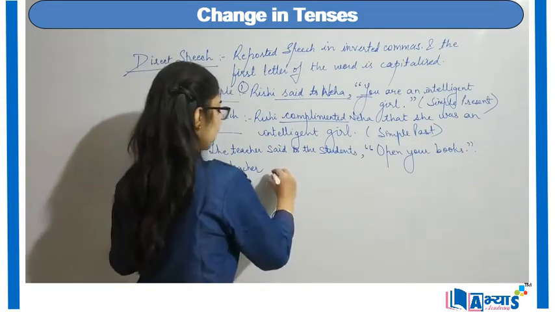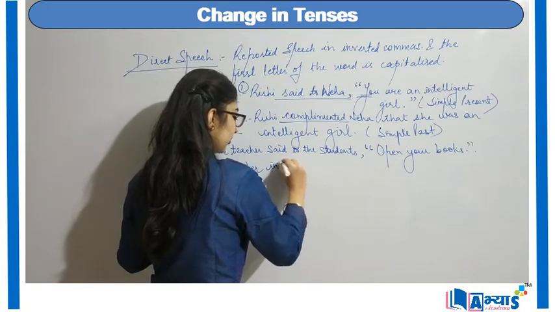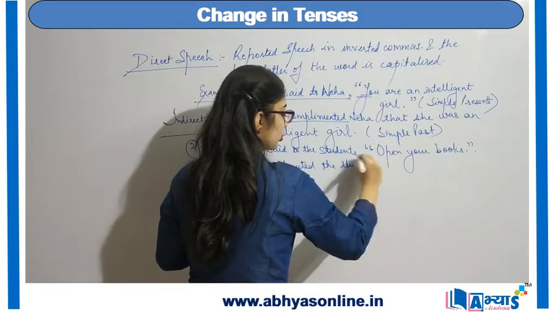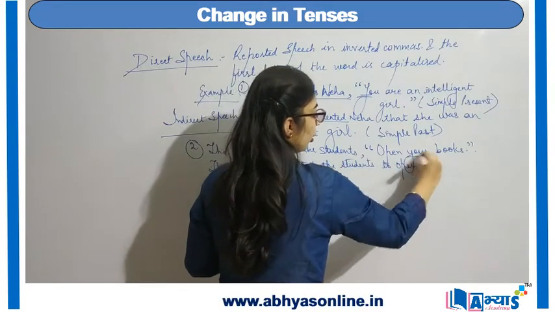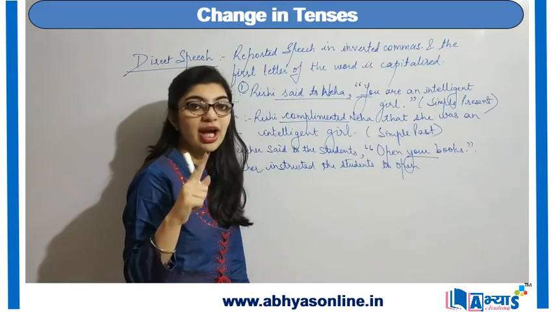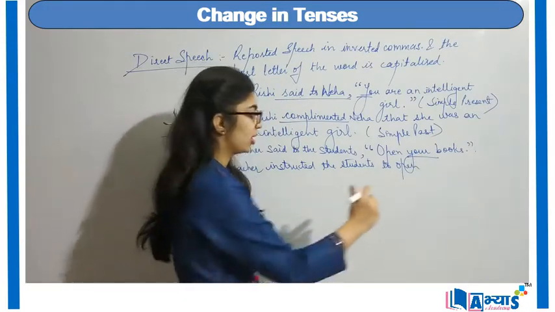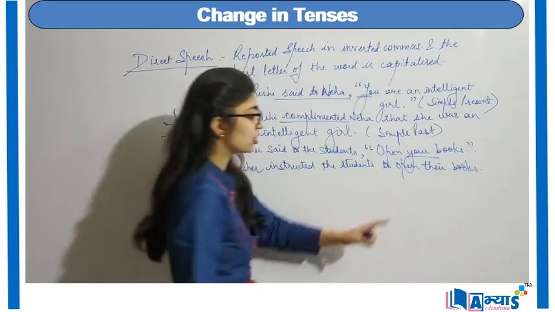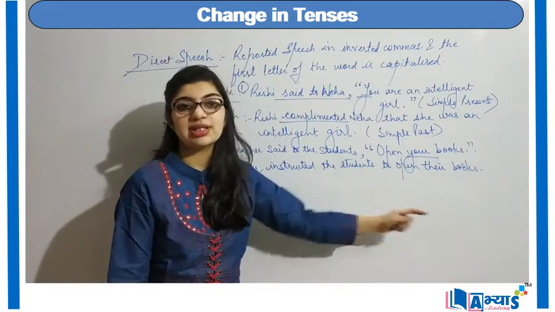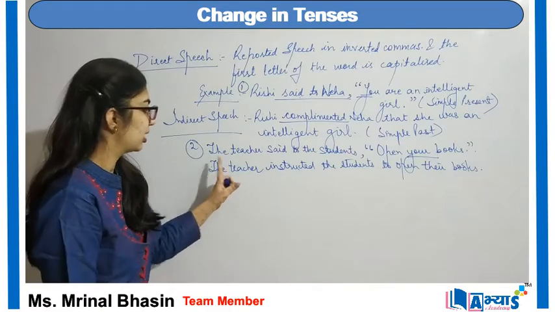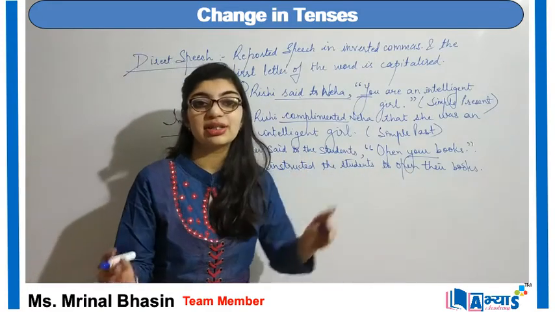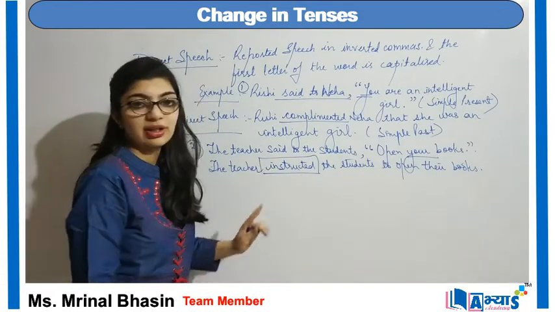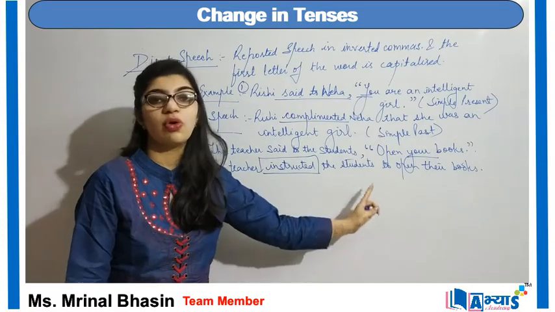So the teacher instructed the students to open. Your gets converted to their. Why? Because we are using third form of verb. So to open their books. Because your is second person, we want to use third person while converting to indirect form. The teacher said to the students, open your books. Here the teacher is giving instructions. So we are going to make use of the word instructed. The teacher instructed the students to open their books.